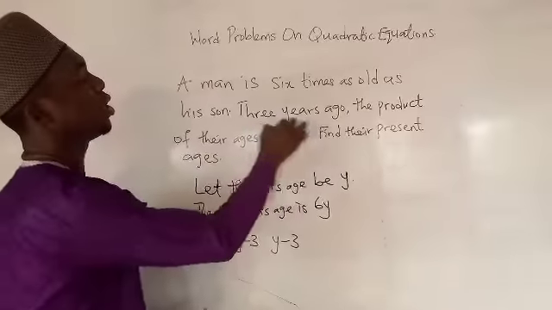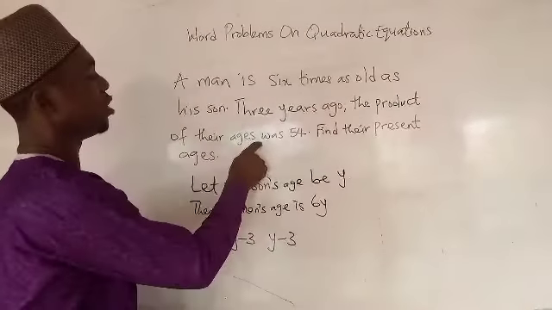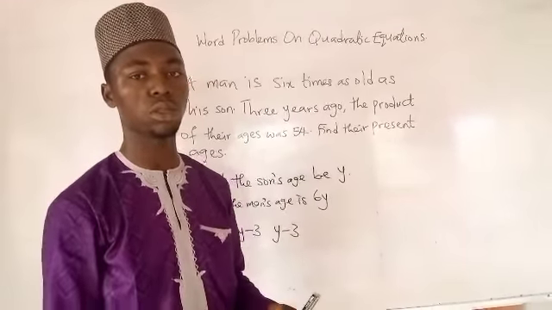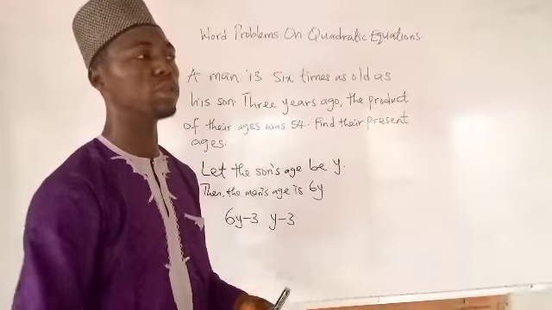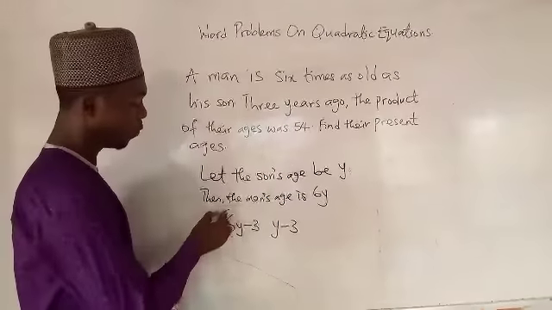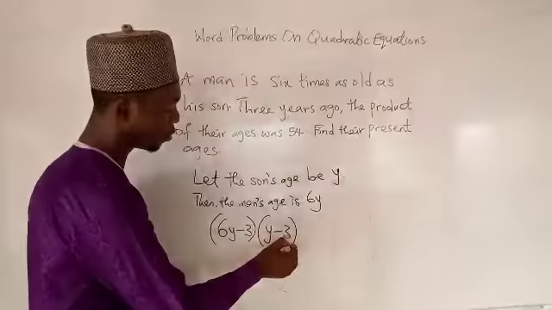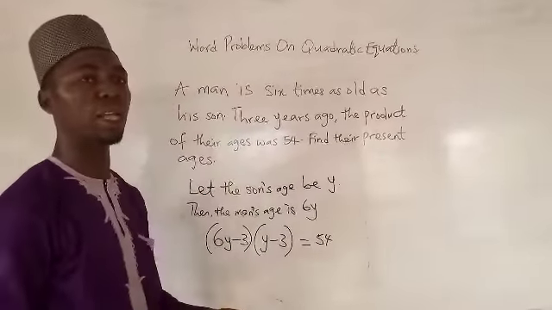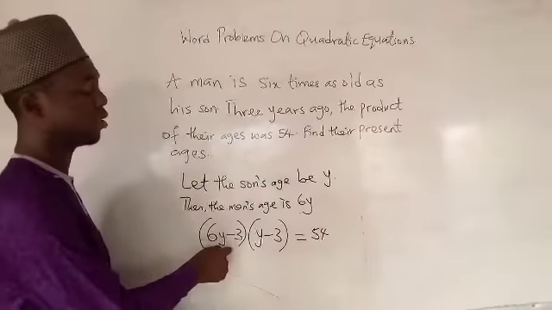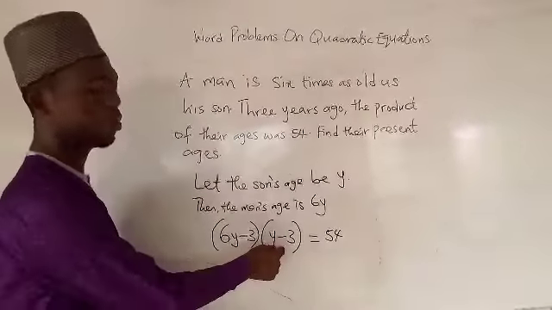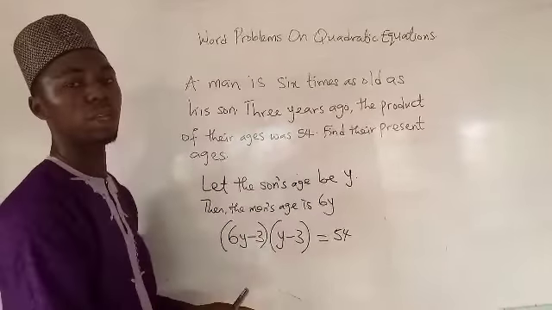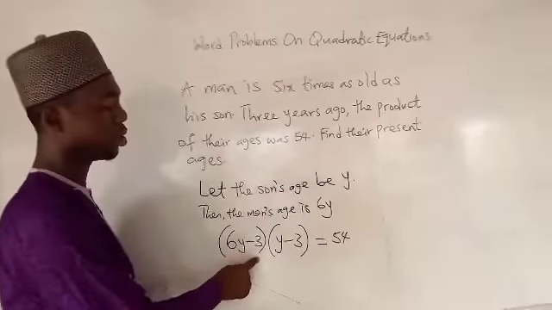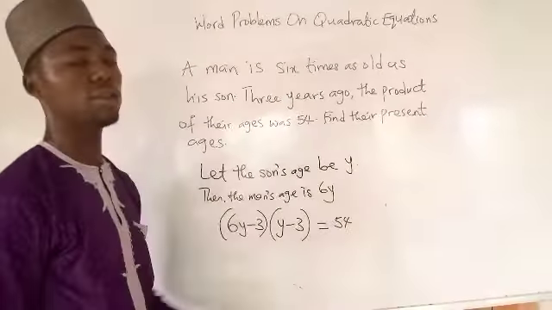And the question says, 3 years ago, the product of their ages was 54. What do we mean by product? Product is multiplication. That means if we multiply this by this, it will be 54. Don't forget, when you have a binomial, that is something that has 2 terms like this, and you are multiplying by another binomial, you put each of them in bracket to avoid a mistake. So 6y minus 3 multiplied by y minus 3 is 54.